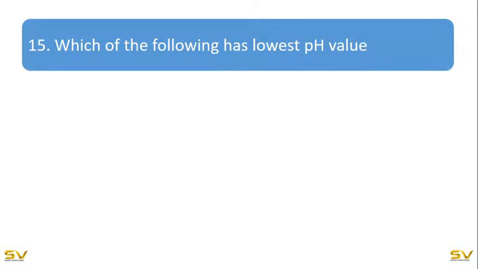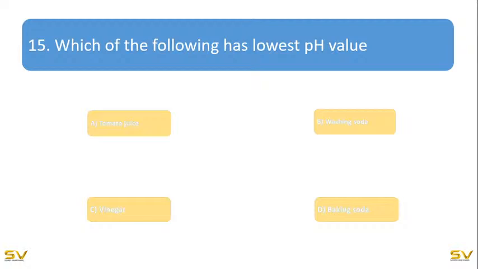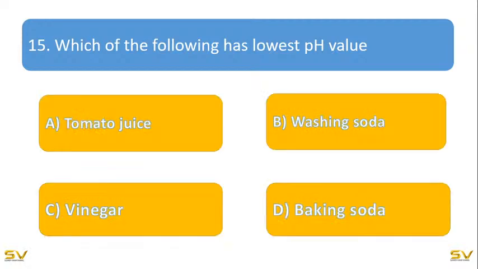So now coming to the next one. Which of the following has the lowest pH value? Is it tomato juice, washing soda, vinegar, or baking soda? Among the four, which has the lowest pH value? Vanilla is the correct answer for the previous question.